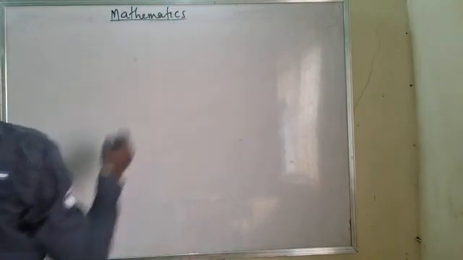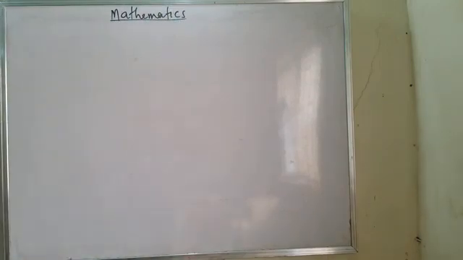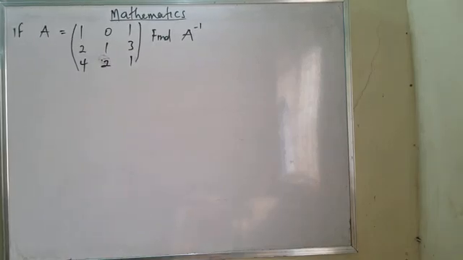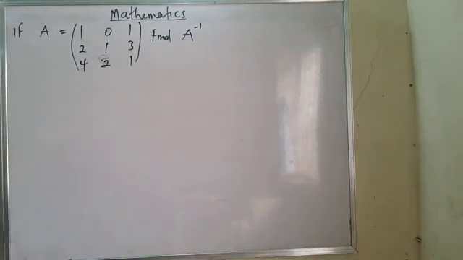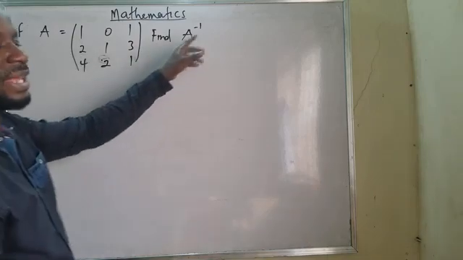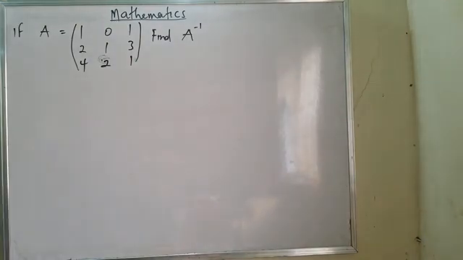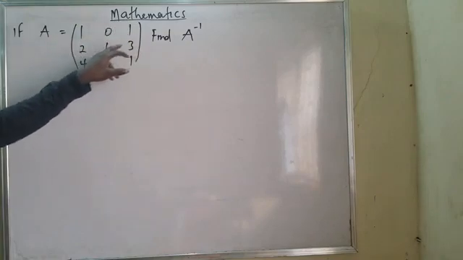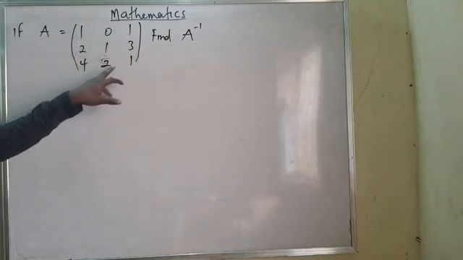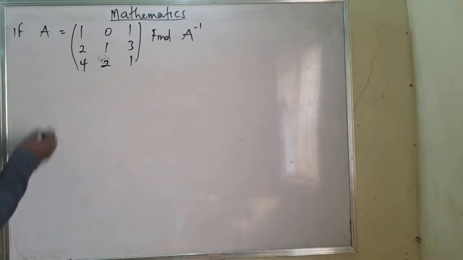Okay, look at this question. Let me use this to explain what I was saying earlier. If A equals this matrix, find the inverse of A. The elements in the matrix are 1 0 1, 2 1 3, 4 2 1. Now let's try to solve this.